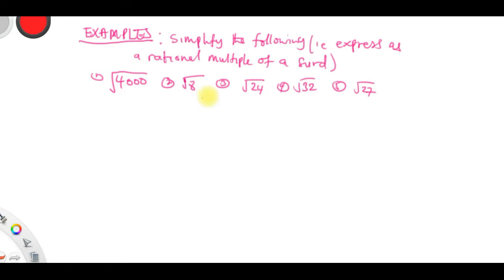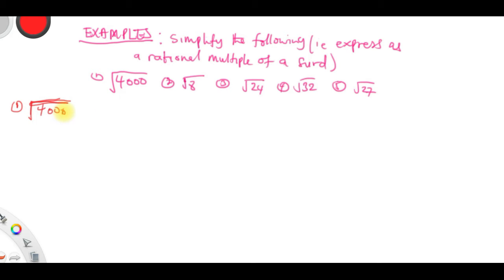So let us solidify our understanding by looking at these examples. Simplify the following, expressed as a rational multiple of a set. The first one is the square root of 4,000. If you have the square root of 4,000, how do you simplify this given set? How do you reduce it to the basic or simplest form?